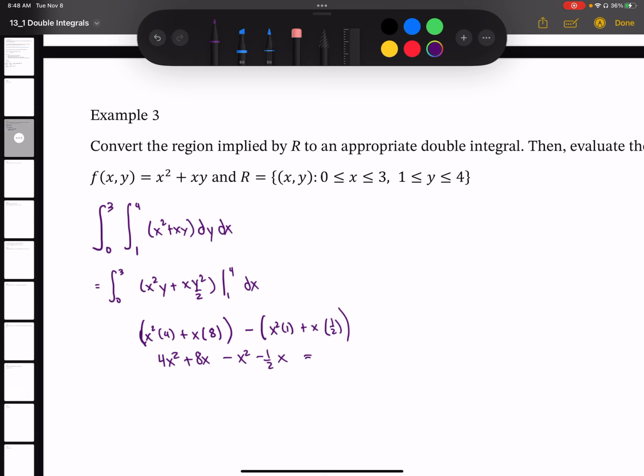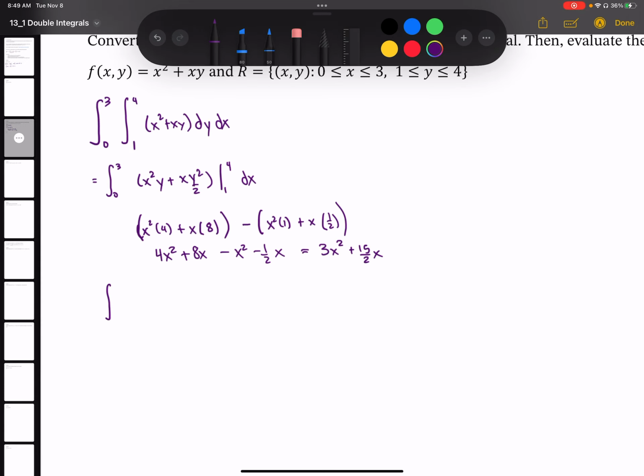And that equals 3x squared. 8 is 16 halves, so plus 15 halves x. So we have this new integral from 0 to 3 of 3x squared plus 15 halves x dx. Let me check my math because I work quickly sometimes. 4 times x squared is 4x squared, 8x, and then minus x squared, 16 over, yeah, all right, we're fine.